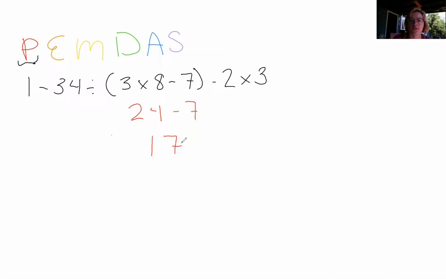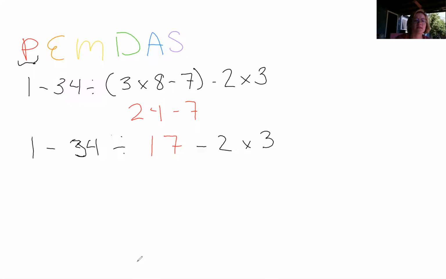Now that we have done our first step inside of our parentheses, I'm going to bring down this minus 2 times 3. I'm going to bring down the divided. I'm going to bring down the 34. Oops, my 3 kind of cut out a little bit. There we go, my 34, and I'm going to bring down that 1. So now we have 1 minus 34 divided by 17 minus 2 times 3.